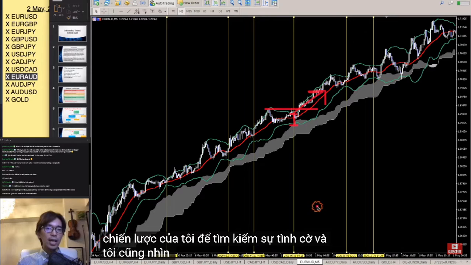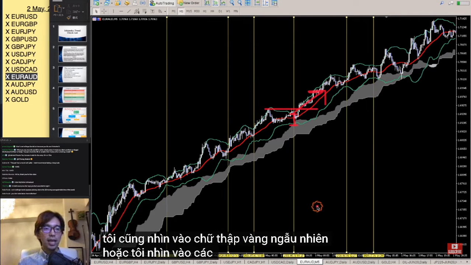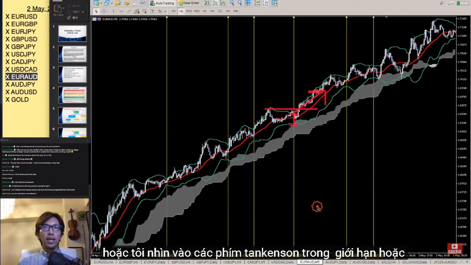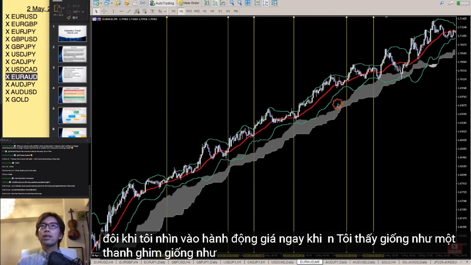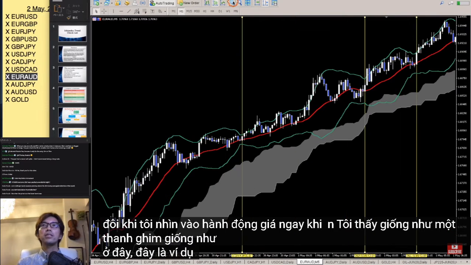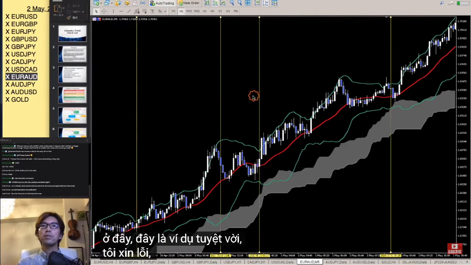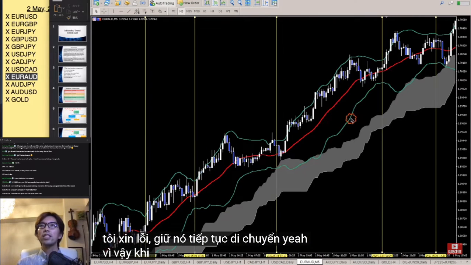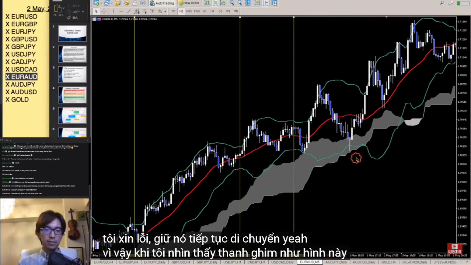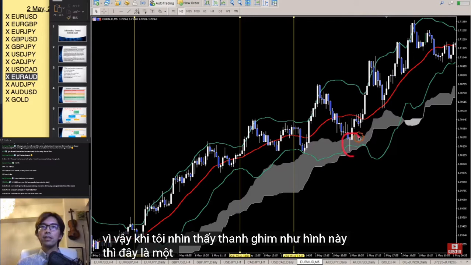And also I look at the stochastics gold cross, or I look at Tenkan-sen, Kijun-sen bounce, or I look at the price action, right? Sometimes when I see a pin bar, like this one, this is a great example. Oops, sorry, hold on, it keeps moving. Yeah, so when I see the pin bar like this one, right, this is a great reversal signal, right?